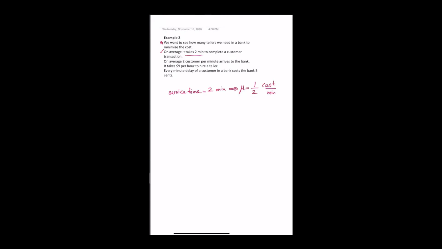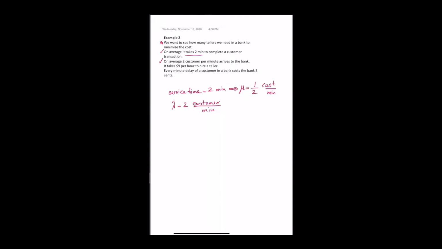On average, 2 customers per minute arrive to the bank. So that's the arrival rate, lambda. That's 2 customers per minute that arrive to the bank.